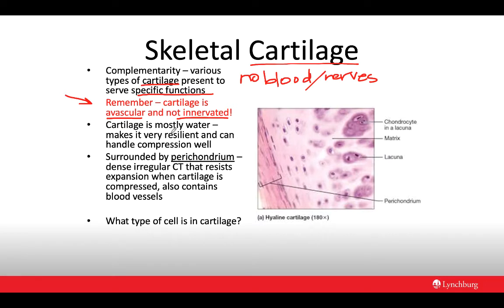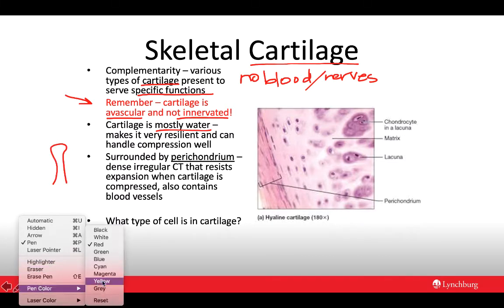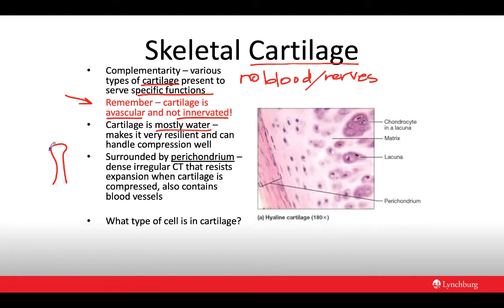But what is interesting about cartilage is that it's mostly water. And so this makes it really resilient. It's able to handle compression well, which is really good because a lot of times when we look at the ends of bones, we have cartilage that is lining the ends of the bones, and it's basically going to cover the part of the bone that's going to come into contact with the other bone that's creating that joint, and it's able to absorb compression, and is very resilient, doesn't break down very easily.